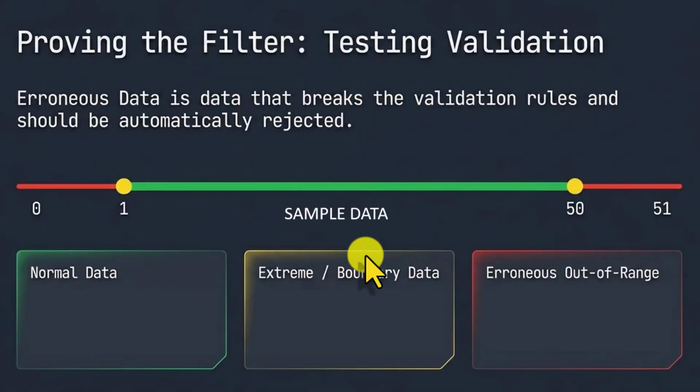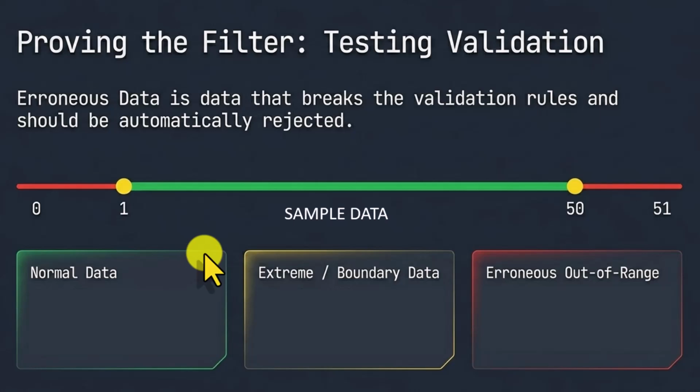And improving the filter, okay, testing validation. We want to test our program, whether it works really well now or not. We have just created our program and we want to check whether it really works well with correct and incorrect data, okay, so erroneous data. Erroneous data is data that breaks the validation rules and should be automatically rejected. For example, see here, if we are just accepting a number between 1 and 50.